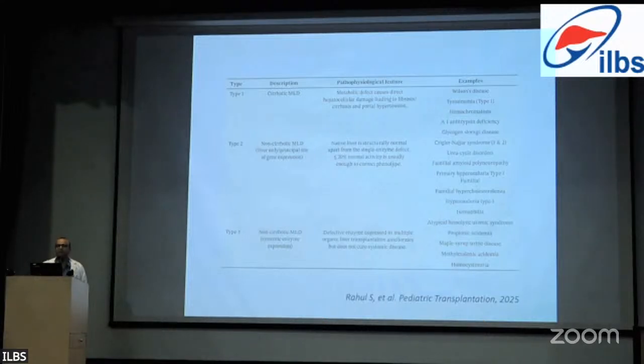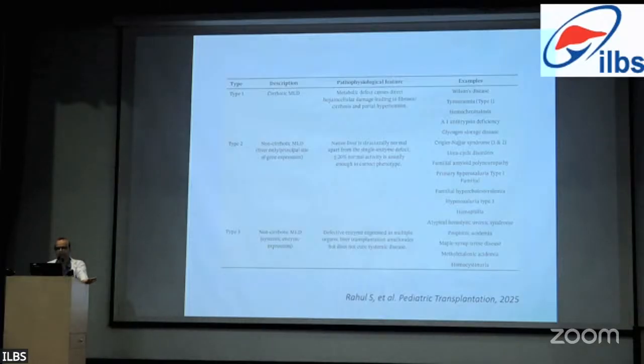So again, practically, whether a patient should go for a partial APOLT or a standard OLT, or whether the patient will benefit from liver transplant, there's a surgical classification. Type 1 is cirrhotic MLD, where the metabolic defect causes direct hepatocellular damage leading to fibrosis, cirrhosis, portal hypertension, and HCC. Examples are Wilson's, tyrosinemia type 1, hemochromatosis, alpha-1 antitrypsin deficiency, and glycogen storage disease.